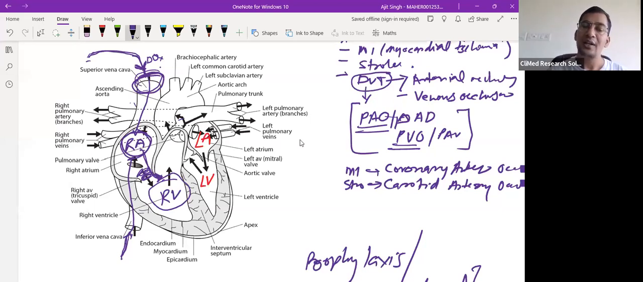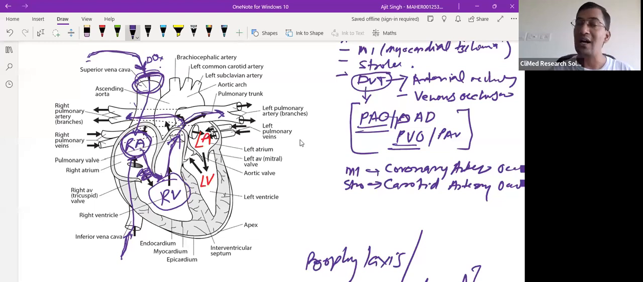So simple. Deoxygenated blood is coming to RA. From RA, through the tricuspid valve, it is going to RV, and from RV our deoxygenated blood is going to the lungs. It is going with the help of the left pulmonary artery to the left lung, and from the right pulmonary artery to the right lung.